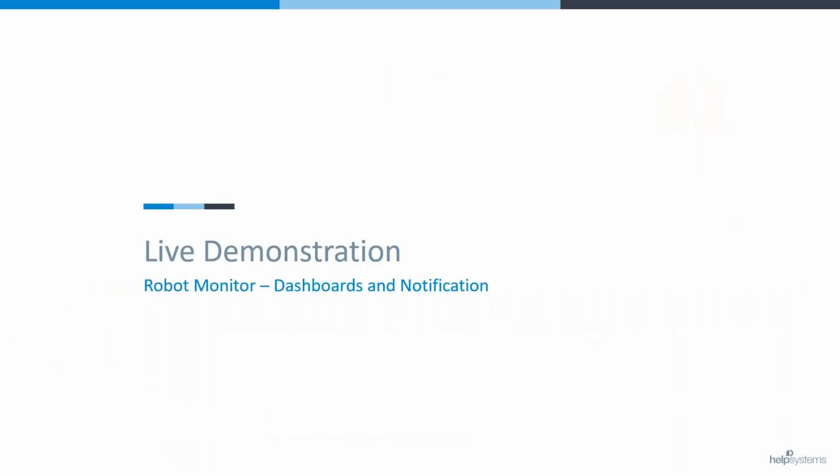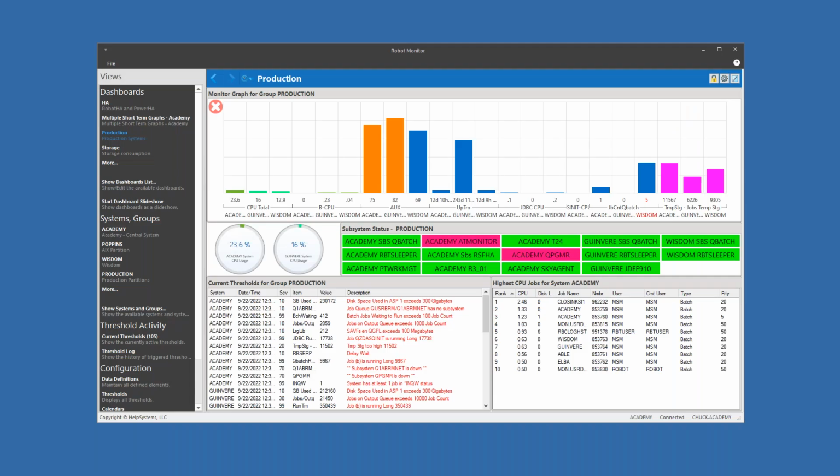All right, so let's take a look at the live product. This is the Robot Monitor graphical interface. And what you have in front of you is a dashboard that I created called Production. It's got my three production systems, my Academy, Guinevere, and Wisdom systems listed, and multiple metrics. I've grouped these three systems into what I call my production systems.